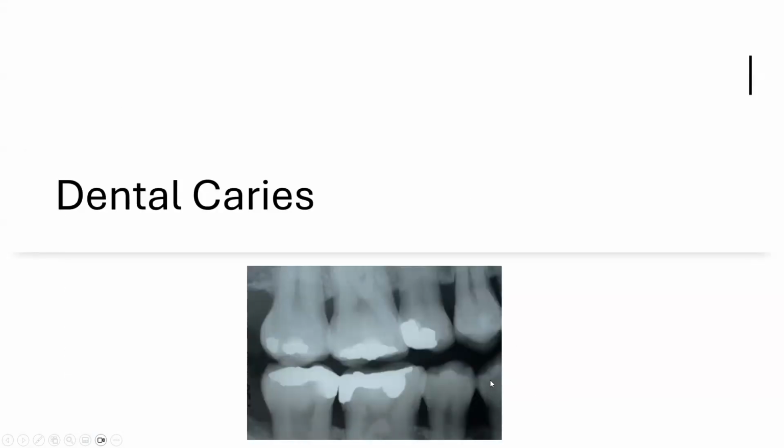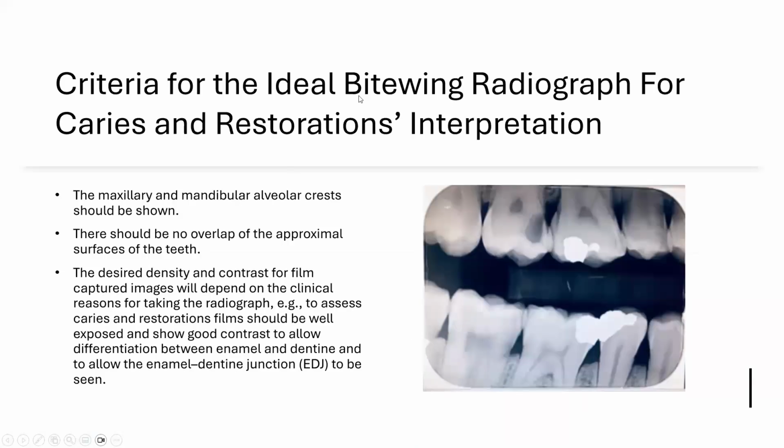For dental caries and for the restorations. Criteria for the ideal bitewing radiograph for caries and restorations interpretation is that the maxillary and mandibular alveolar crest should be shown, like here. There should be no overlap of the approximal surfaces of the teeth. Here it is not good, as well as over here. We can see the overlap.